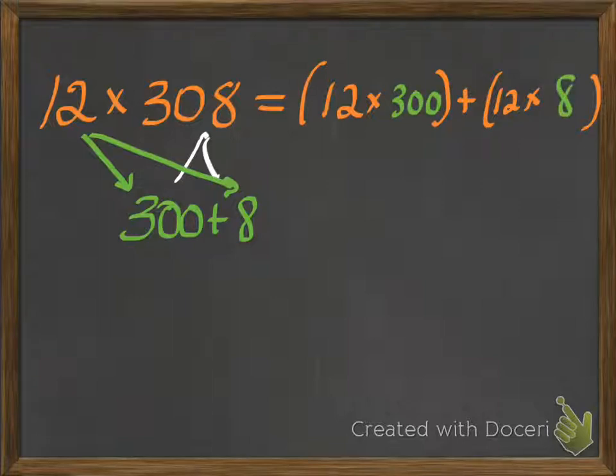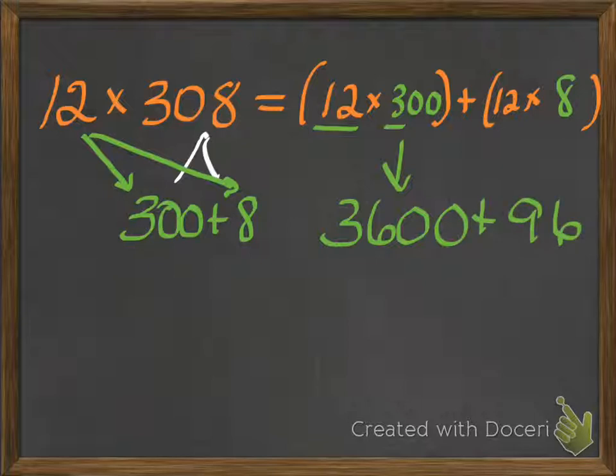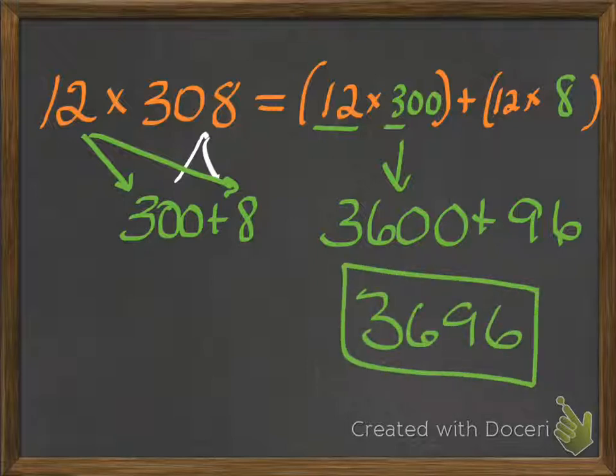to 12 times 8. So 12 times 300, I'm going to underline the numbers that are not 0. 12 times 3 is 36. Tack on those two zeros. See how easy that was? I'm going to add it to 12 times 8. 12 times 8 is 96. So now I have 3,600 plus 96. 3,696 is my final answer.